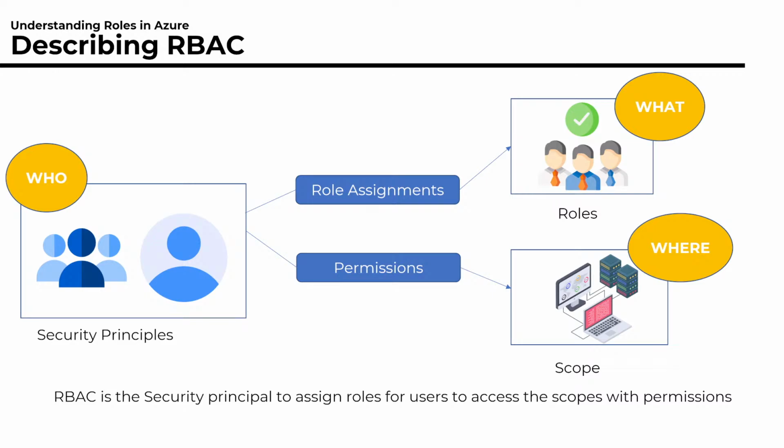So RBAC, role based access control, is the security principle to assign roles to users based on permissions to access the scopes or the resources. Here we have the security principals, where we will have the service principals, the applications or the users. From there we assign the role assignments based on the roles that we have already defined in Azure. Once the role is assigned, the permissions are validated, and the users will be able to access the scope. Scope is nothing but the resources that we provide the access to.